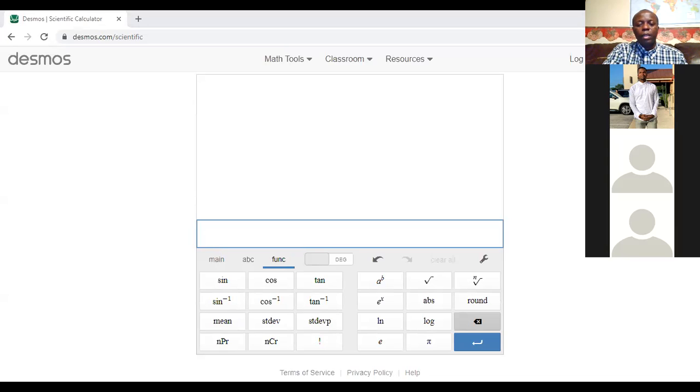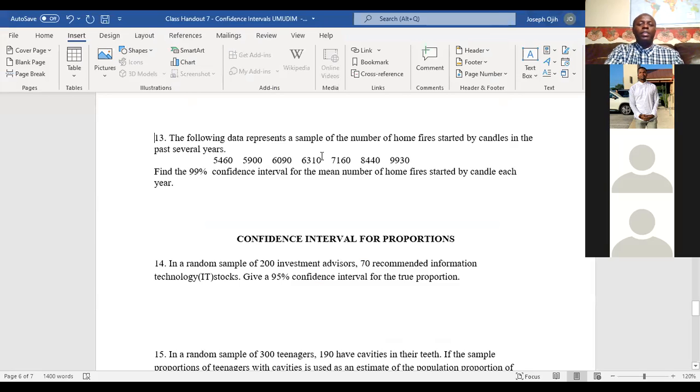Now look at the question. It says, the following data represent a sample of the number of home fires started by candles in the past several years, in thousands. The first year, second year, third year, and so on: in this particular year, 5,460 home fires were started by candles. Find the 99% confidence interval for the mean number of home fires started by candles each year. So we're going to use Excel.